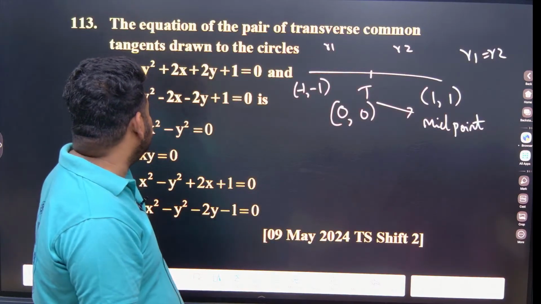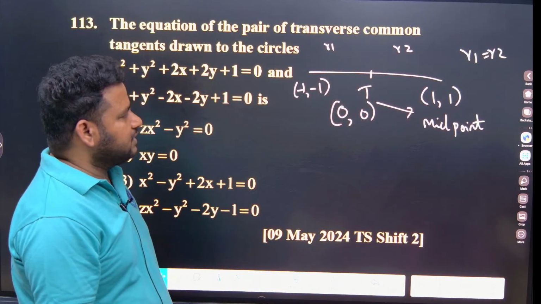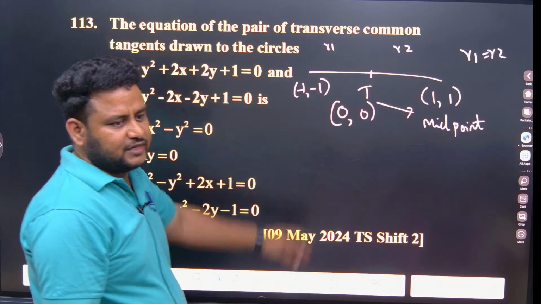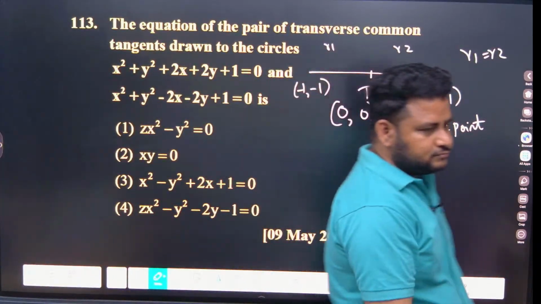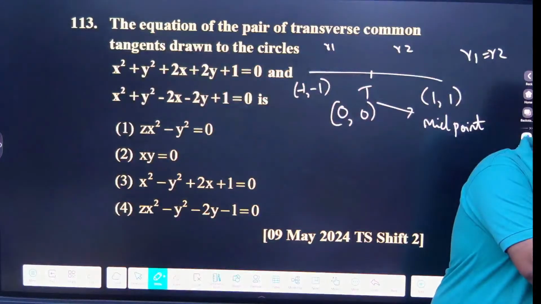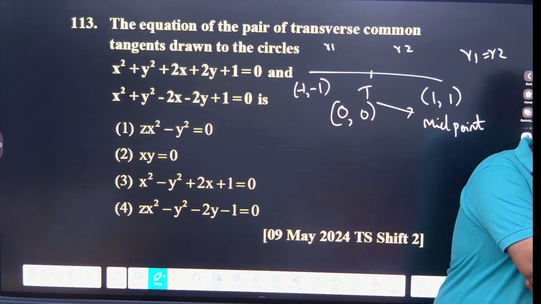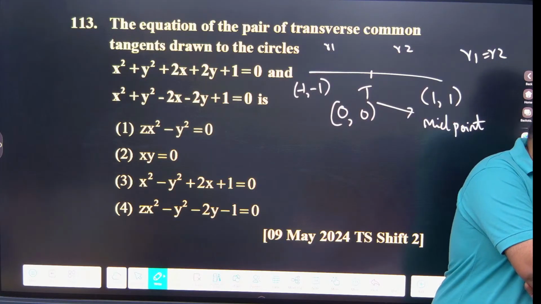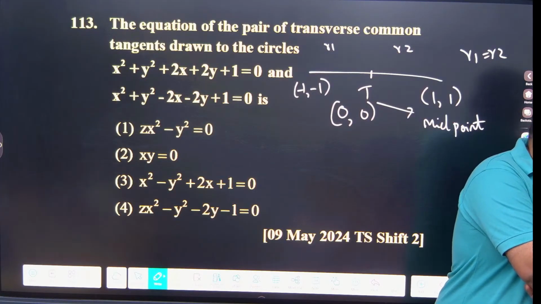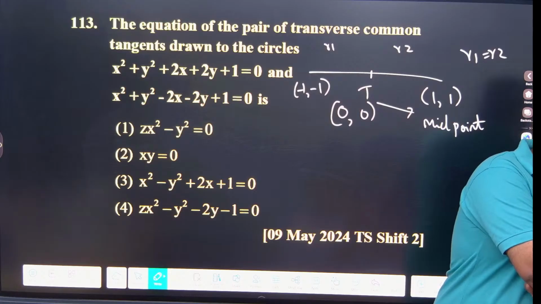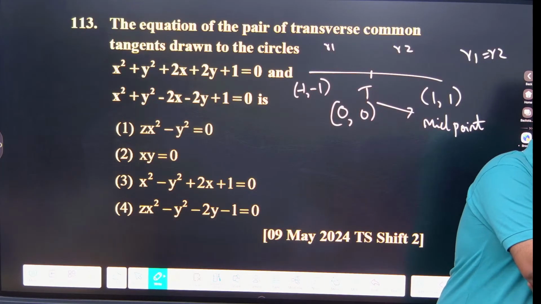Now you have to find the equation of the transverse common tangent. We got the point. Now you have to find the equation. How do you find it? Try to think about it. What did I tell you? Direct common tangent or transverse common tangent, you have to use the equation S1 squared is equal to S into S11.